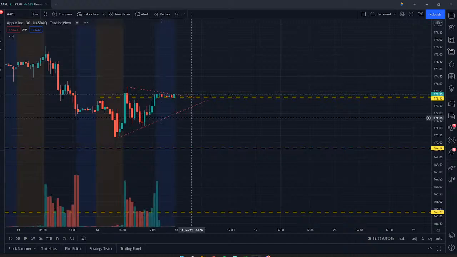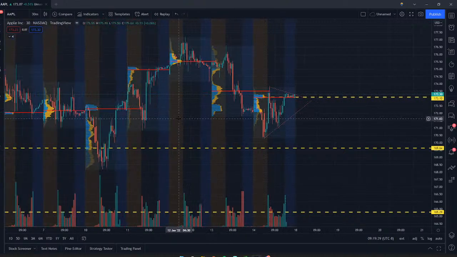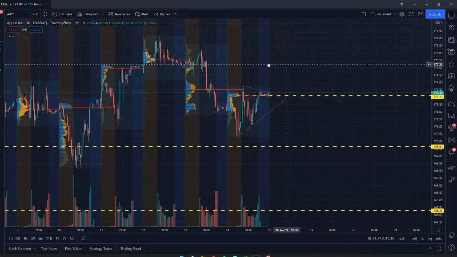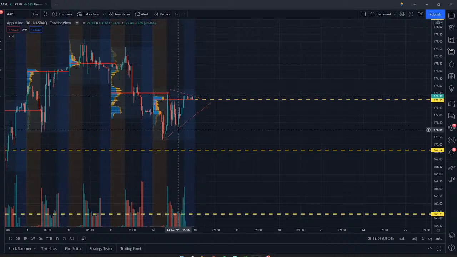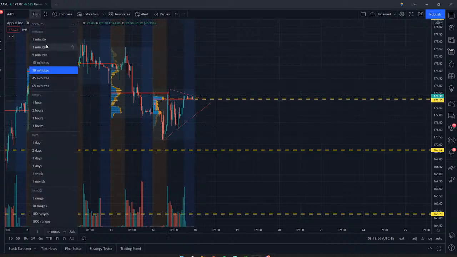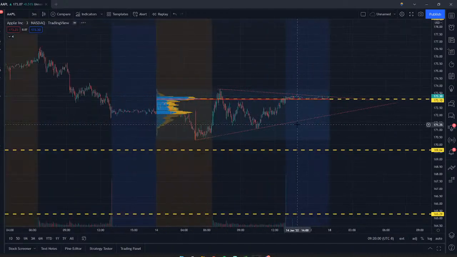Oh, and one other thing about the POCs is you want to draw them on the 30-minute time frame. If you're using ThinkOrSwim, you want to draw them on the 30-day, 30-minute time frame. So we'll just take a look at Apple, trading Apple on this day, on the 3-minute. And this is really what I want to cover today, is how I trade.